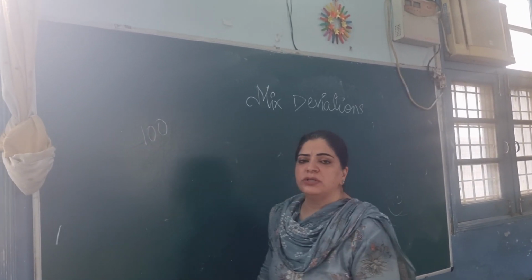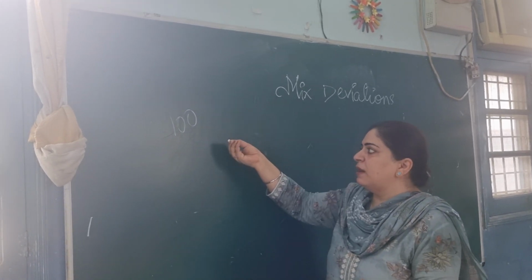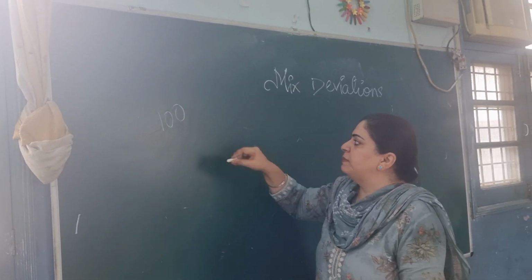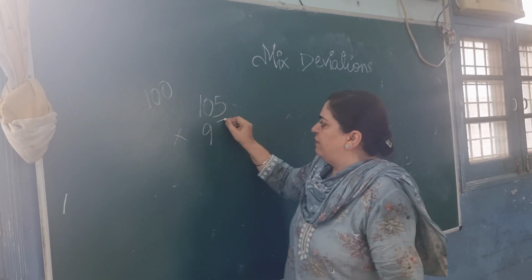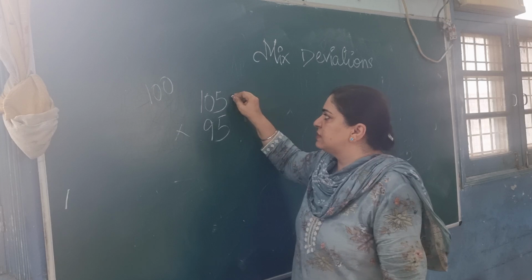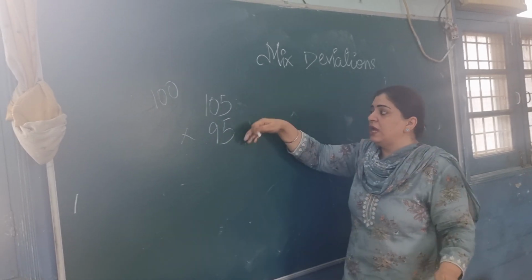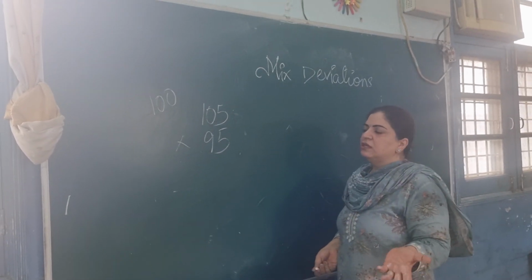100. There are going to be two numbers. One is going to be above the base, the other is going to be below the base. For example, we have 105 multiplied by 95. So you see, this is less than 100, this is more than 100. So that is why the deviations are going to be mixed.